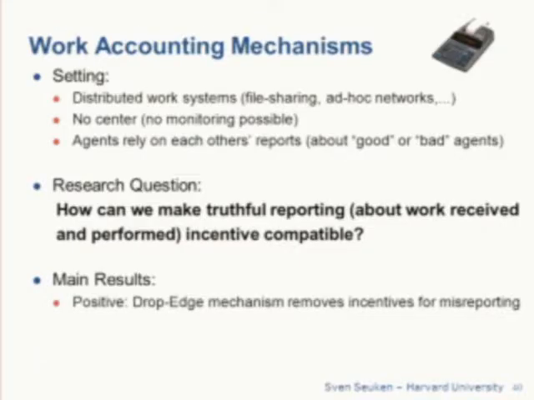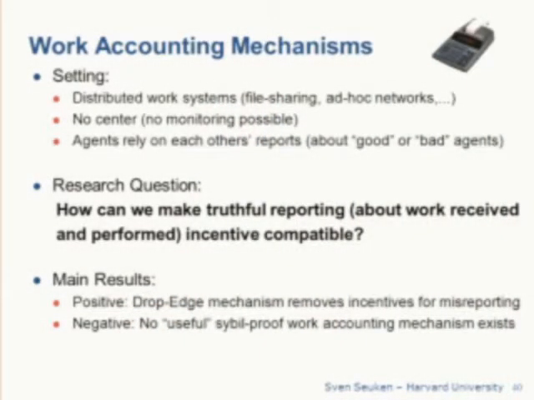And the main result that we provide in the paper is this mechanism called drop edge, which drops some part of the information available to the agents depending on the current context, but thereby also removes any incentives for misreporting to each other. We also have a negative result: we show that there's no useful, where useful is defined in a technically meaningful way, Sybil-proof work accounting mechanism in this domain, where Sybil-proof means that if you consider attacks from multiple agents on the system, then there's no useful system that is robust to all of these attacks.